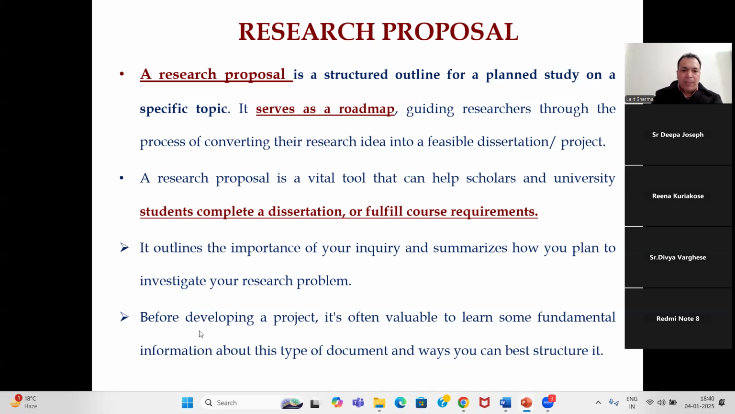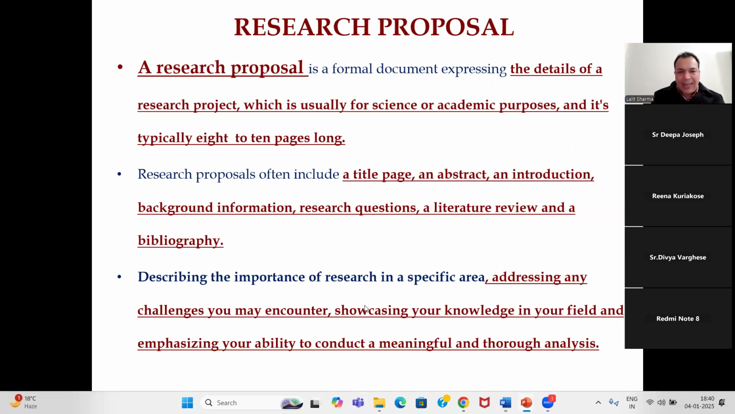The last is before developing a project. Before developing a project, it is often valuable to learn some fundamental information about this type of document and ways you can best structure it. Again, the next PPT is this. A research proposal is a formal document expressing the details of the research project, which is usually for science or academic purposes, and it is typically 8 to 10 pages.